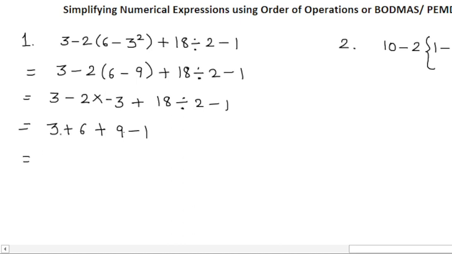You have positive numbers and a negative number. You can solve them in any order because you can see here addition subtraction, A is written first and then S. However, you can solve them in any order, it will give you the same answer. So what I'm doing here is I'm just adding positive numbers. So 3 plus 6 plus 9, 9 plus 9 gives you 18 minus 1 and my answer is 17.